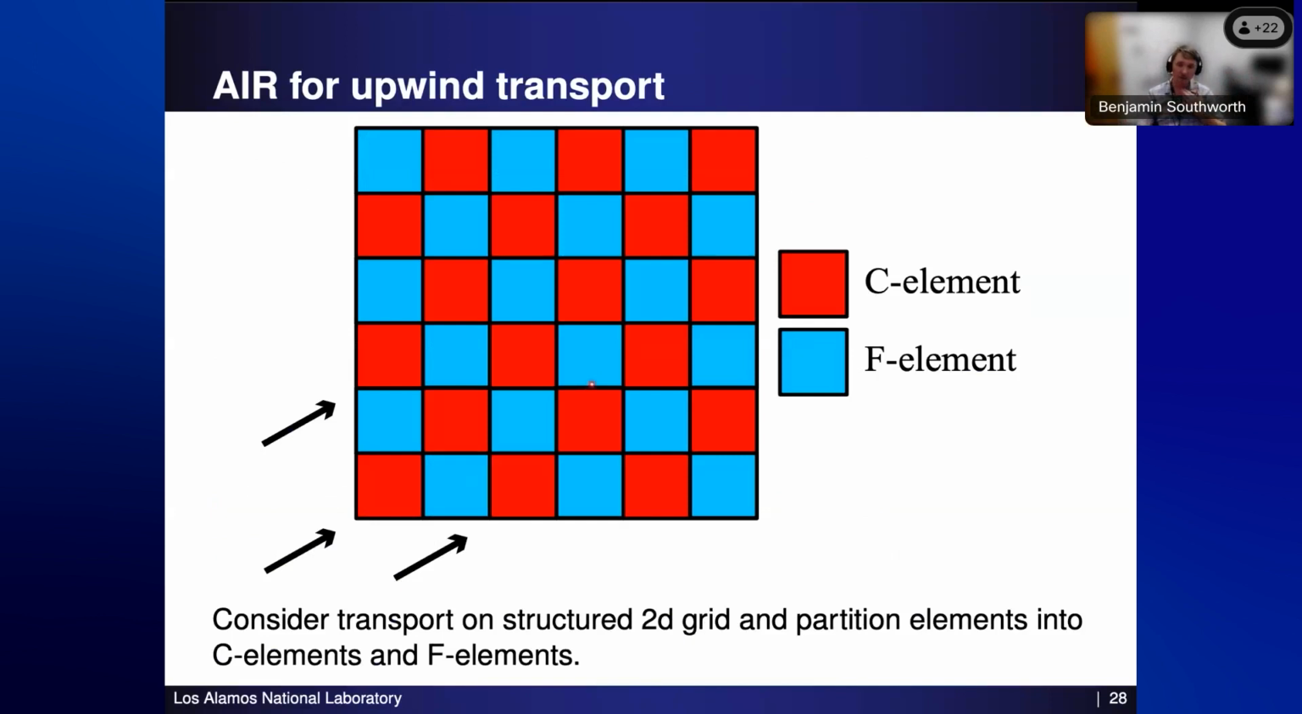Turns out, if you use upwinded discretizations of advection and transport, you can get really good sparse approximations. And so, as an example, let's consider transport on a structured 2D grid. And so think of these as elements, DG elements, and we partition them into C elements and F elements.